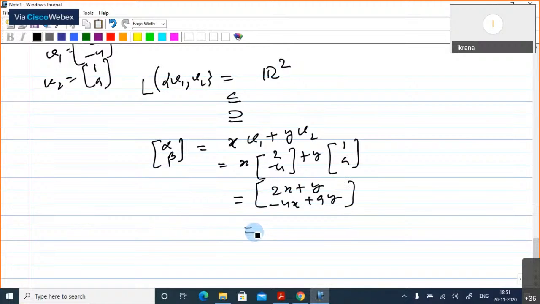So that is equal to, Anil, aaj nahi chahiye.